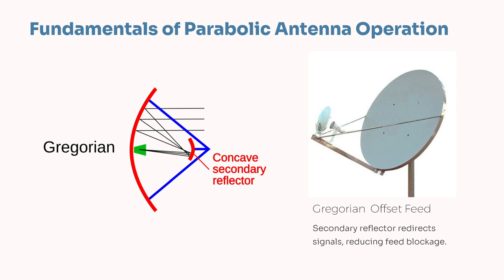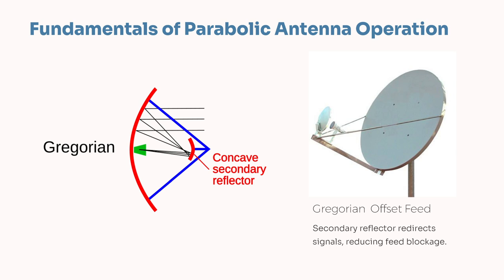Concave secondary reflector: in a Gregorian antenna, the secondary reflector is concave, as shown in red within the blue outline, and is positioned behind the primary focal point. When rays reflect off the primary reflector, they converge toward the secondary reflector. The concave shape of the secondary reflector further refocuses these rays toward the final focal point where the feed, indicated by the green arrow, is located. This secondary reflector effectively bends the signal back to a more compact location near the primary reflector.